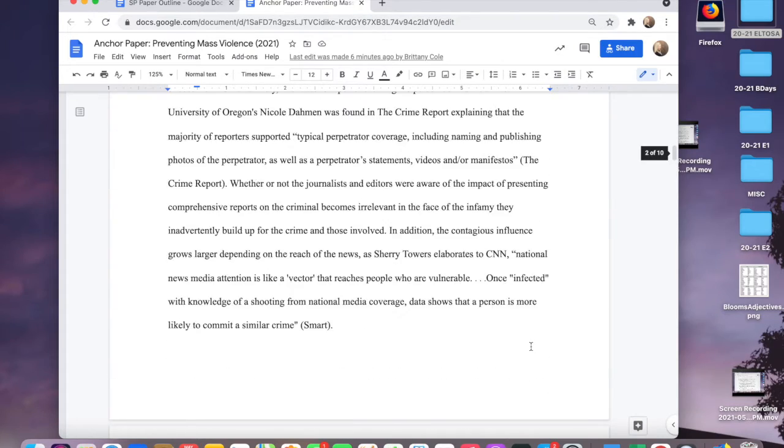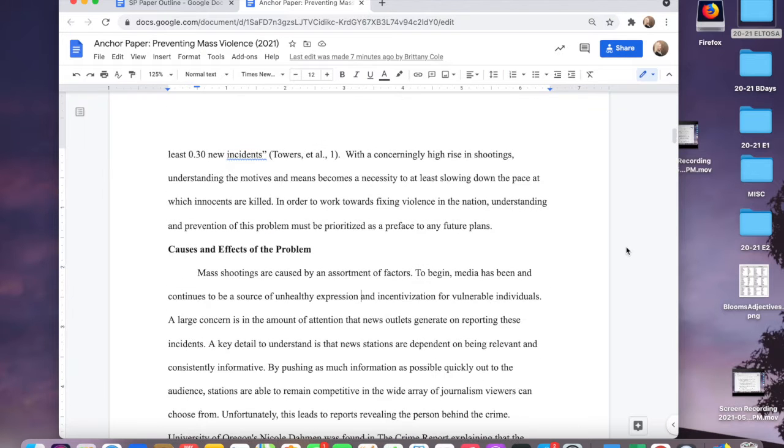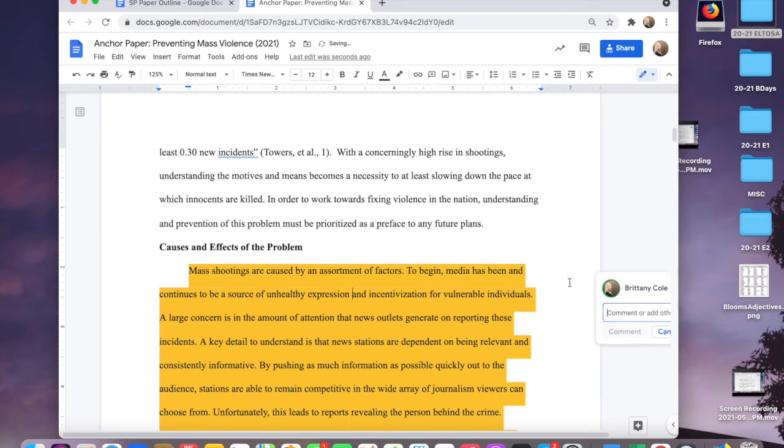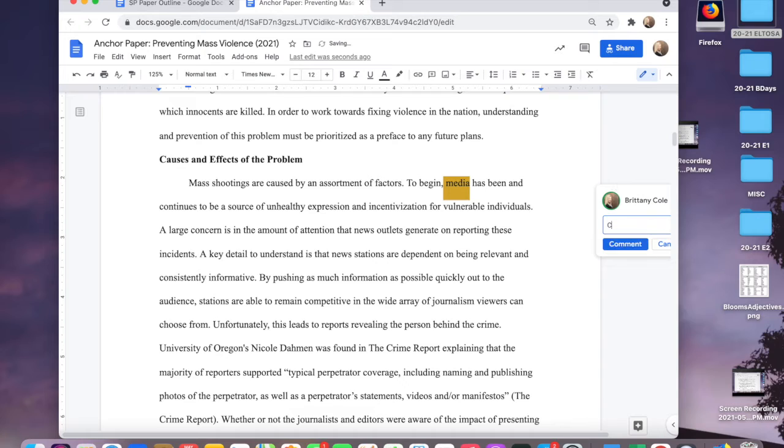Okay, so let's go back up, and we're going to go ahead and look at the causes and effects. So first thing here that I see is, to begin, media. So I know that media is one of the causes. I don't know if it's the primary cause, but it's definitely the cause that is started. Okay, hold on. I don't want to highlight the whole paragraph. Let's just go with media. So I'm going to go ahead and highlight that. And I'm just going to make a note here that one of the causes is media. Media influence.